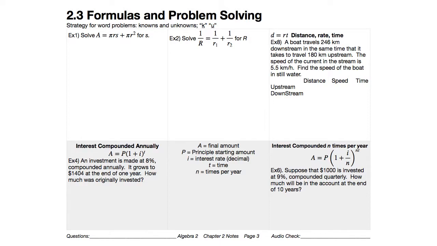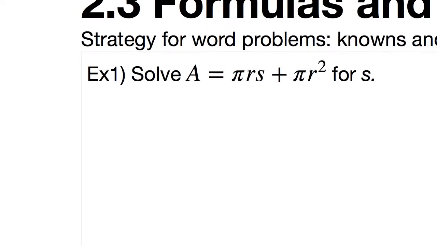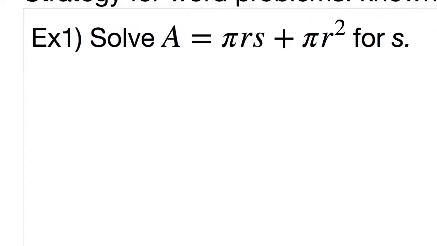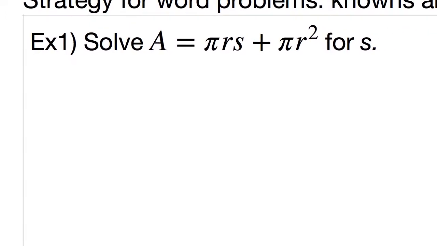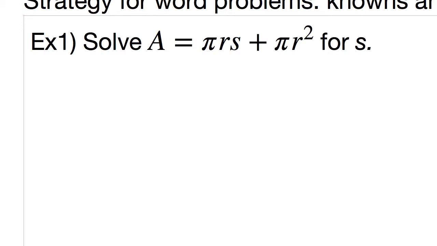Welcome to section 2.3, formulas and problem solving. Let's get some rearranging going on. We solve A for S. So what that means is we have to rearrange this equation. We want to solve for S. We want to make sure that S gets all by itself. This guy right here, S. Everything else has to go to the other side.